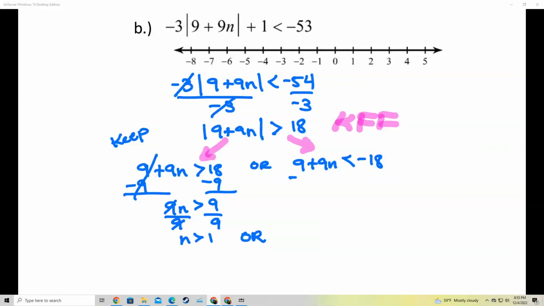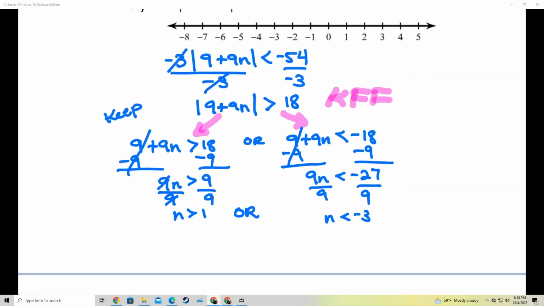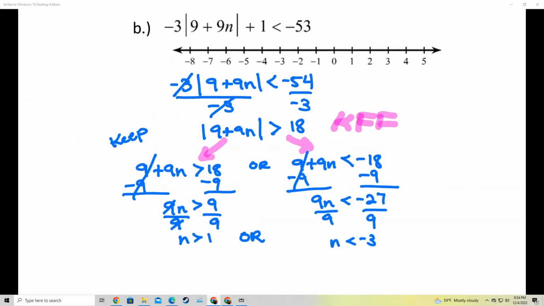We're going to go ahead and subtract 9 from each side on this side. I get 9n is less than -27. Divide both sides by 9. I get n is less than -3. So I have two different sets. The first set, I have n is less than -3. I'm going to circle the -3, and I want the numbers less than that. I am not going to shade it because there is no equal sign on the bottom.